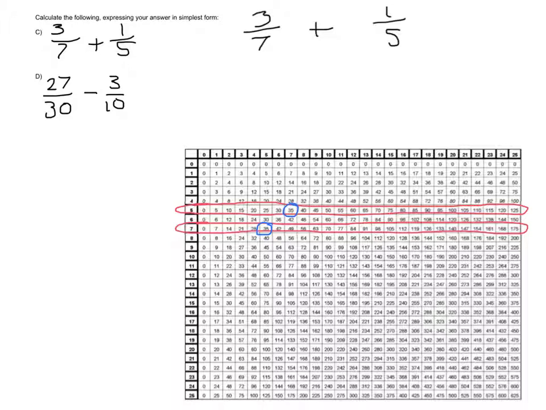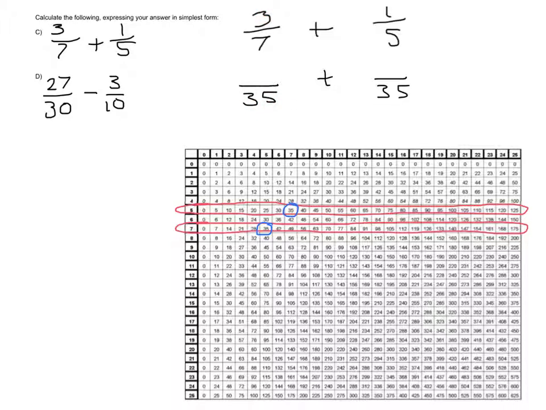So now we are good to go. We can actually start answering this question. So we write down the new denominator that they now share, which is 35. Okay, so now this is probably the hardest part in this question, and that is, what do we do to the numerators now that we've changed the denominator?